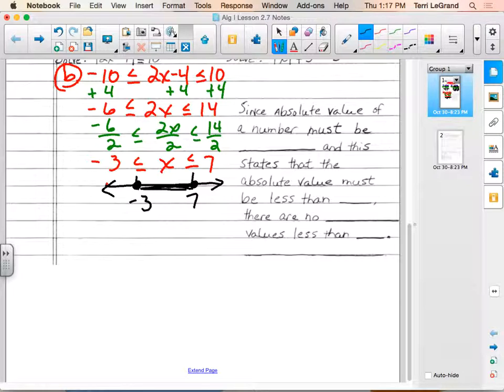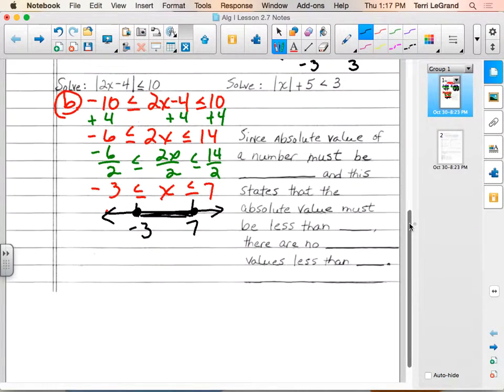So again, if you picked a number from that shaded region, it better make the original inequality true, or something's wrong. If you pick a number outside of that region, it better make the original inequality, with the absolute value bars still in it, false, or something went wrong. Okay, any questions about that one?